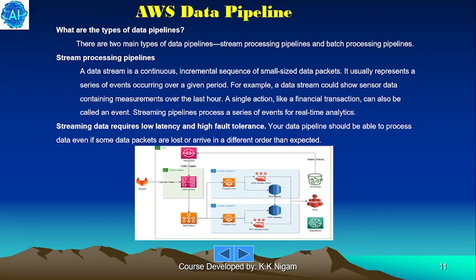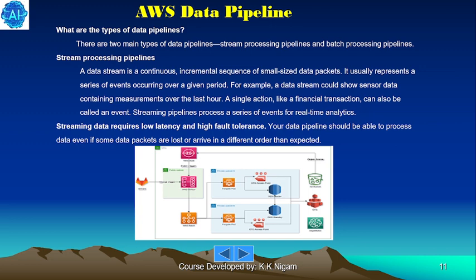What are the types of data pipelines? There are two main types of data pipelines: stream processing pipelines and batch processing pipelines. Stream processing pipelines, number one. A data stream is a continuous incremental sequence of small sized data packets. It usually represents a series of events occurring over a given period. For example, a data stream could show sensor data containing measurements over the last hour. A single action, like a financial transaction, can also be called an event.